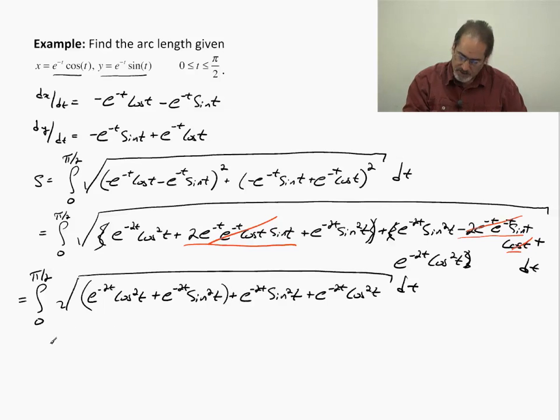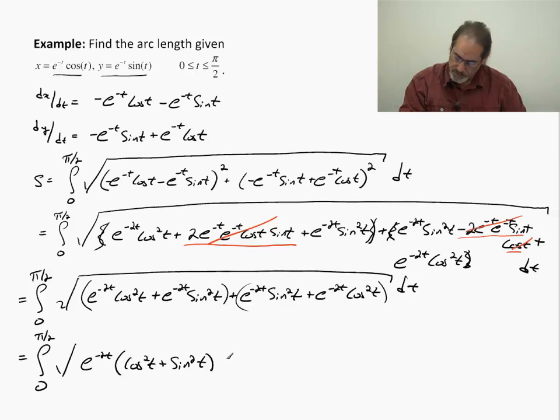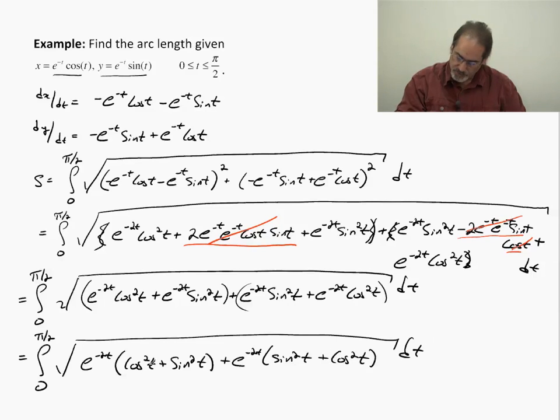Well, that's kind of nice because if I factor out this e to the negative 2t from these guys right here, I'll write it one more time. The integral from 0 to pi over 2 square root, this is e to the negative 2t times cosine squared t plus sine squared t. And then if I do the same thing here, factor out the e to the negative 2t, I have plus e to the negative 2t times sine squared t plus cosine squared t. Well, that's really nice because this is just 1 and this is just 1.